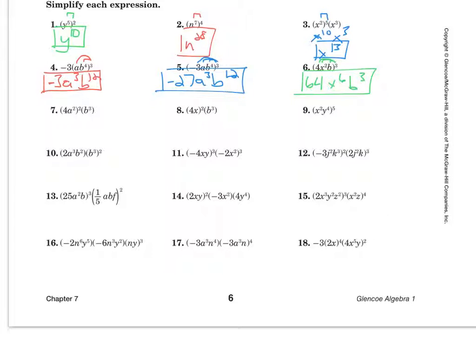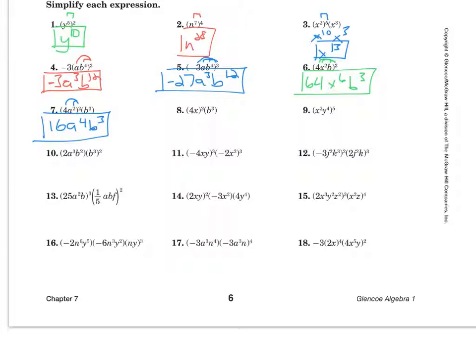Number 7. Okay, so I need to square everything first before I do any multiplying. So I've got 4 squared is 16, and a to the 2 times 2 power is a to the 4th. And then I need to multiply that by a b cubed. Since there's no b's in there, I can just tack it on to the end because I can't combine anything.